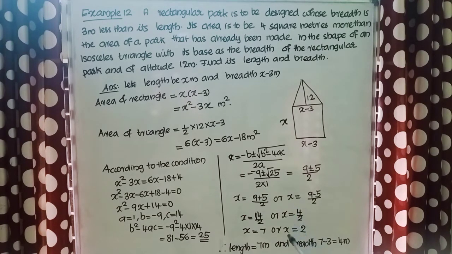If we are taking x equal to 2, then the length is 2 meter and breadth is 2 minus 3, that is minus 1 meter, which is not possible. So, we are not accepting the second condition.